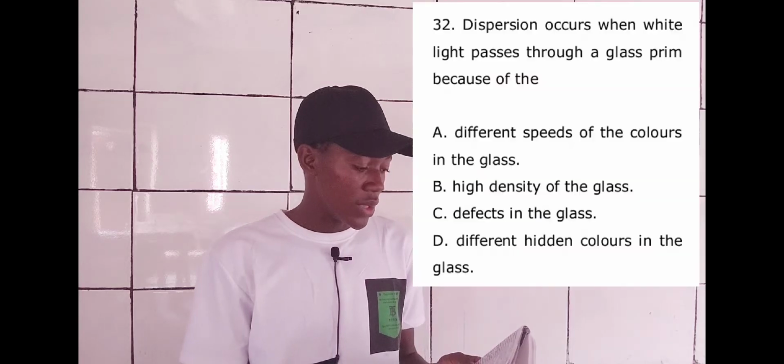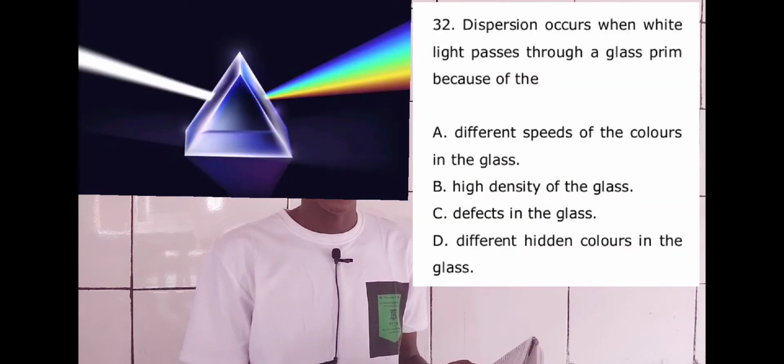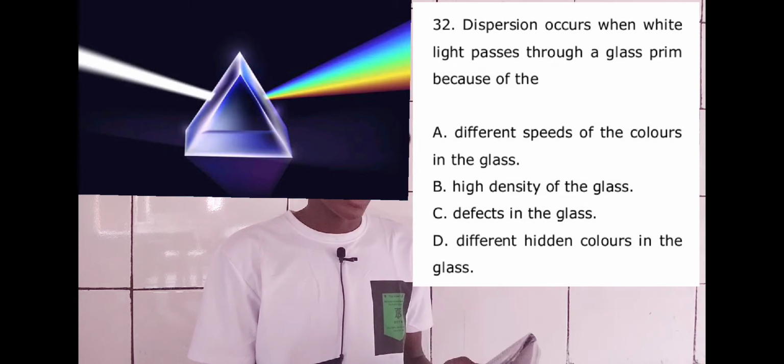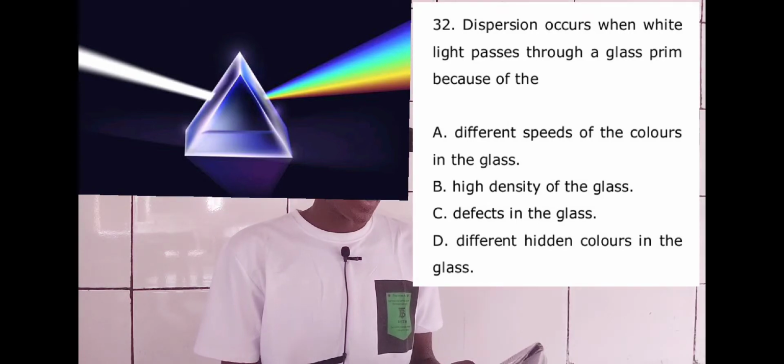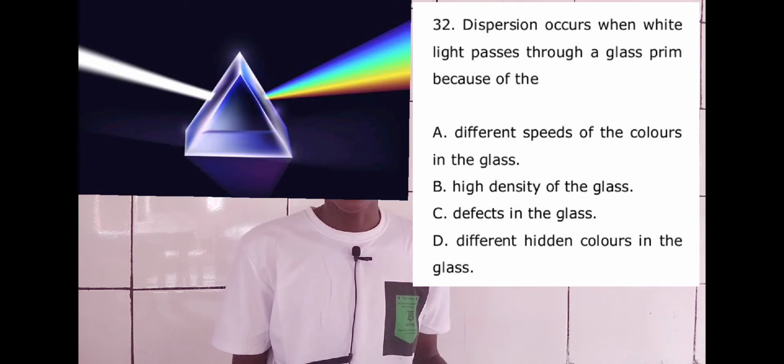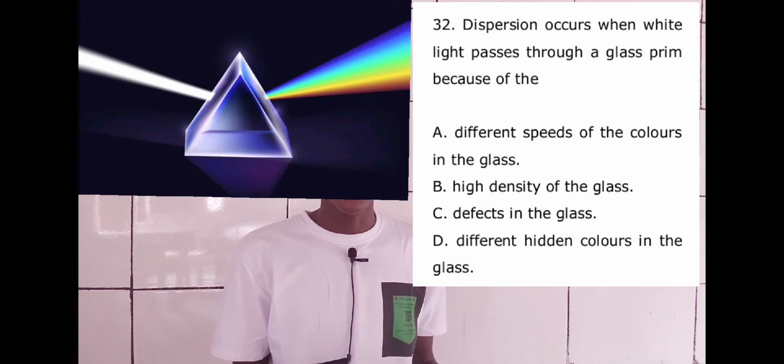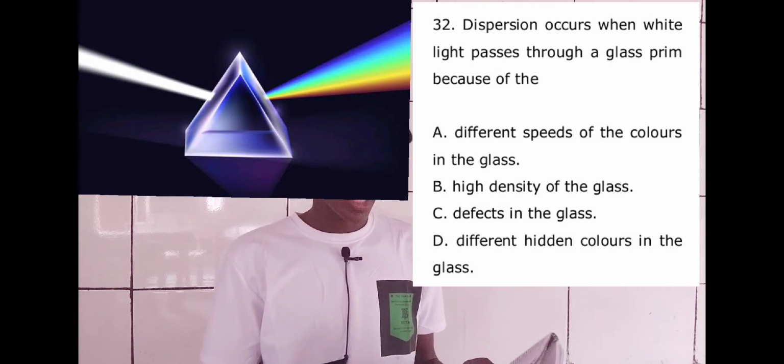So if we look at option D, it says different hidden colors in the glass. The glass has no colors in it. And then option C says defects in the glass. The defect in the glass does not affect the dispersion. And then option B says high density of the glass. Whether the glass has a high density or a lower density, dispersion always happens.